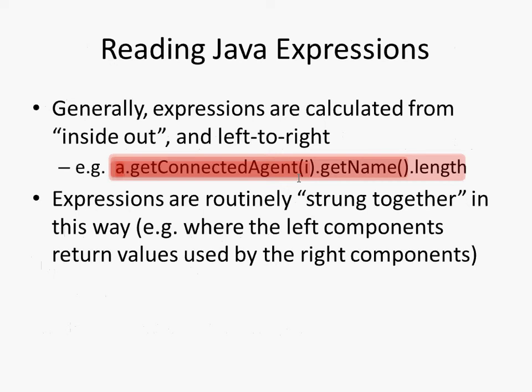Or just some agent A. And on A, you call get connected agent with some value. Maybe I is 0, so it's the very first person they're connected with. That returns a value. And then on that value, you call get name. That returns a value. It's a pointer to a string. And then you ask for that length, and that returns a value, which is the length. So you read it left to right, inside out, to understand the entire value that it performs.